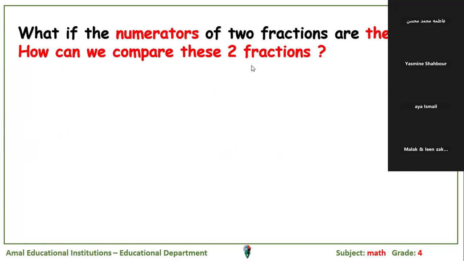What if the numerators of two fractions are the same? How can we compare these two fractions? In this lesson, we don't have the same denominators. We have the same numerators. So how do we compare two fractions having the same numerators?